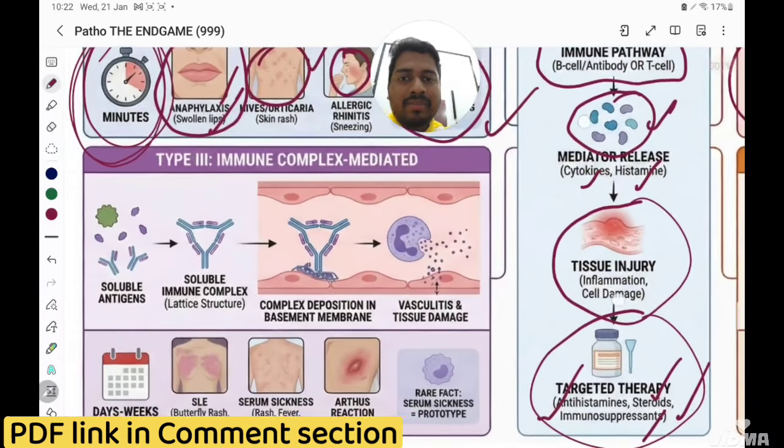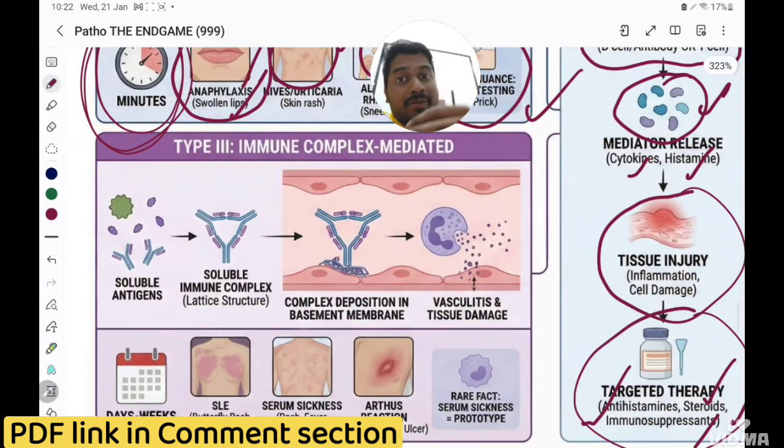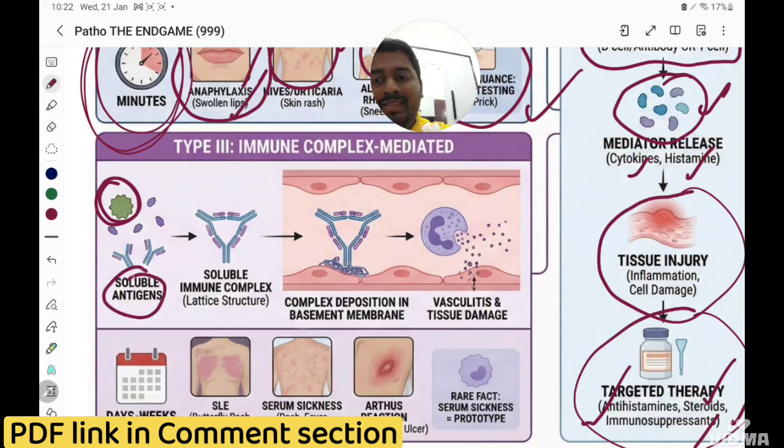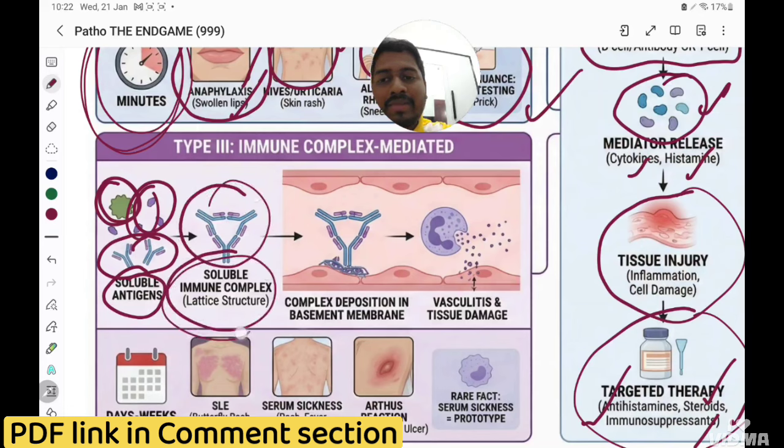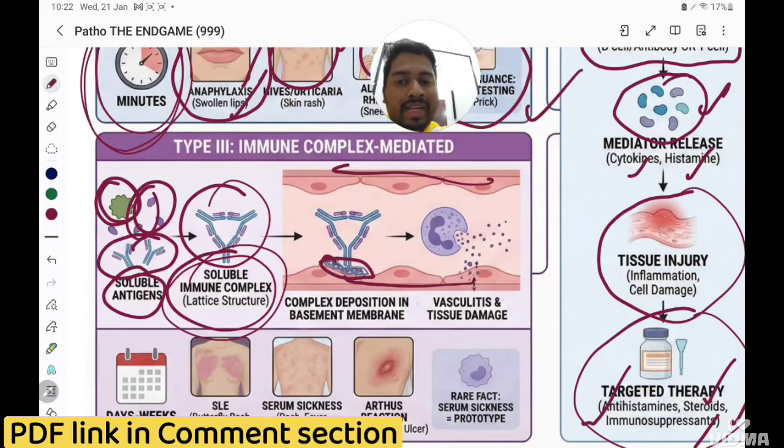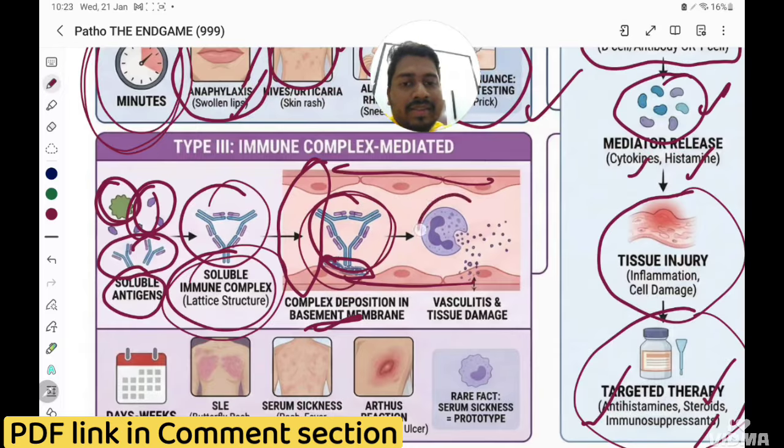The third type is immune complex mediated. Say this is the foreign molecule, and against this there are antibodies. These are soluble antigens and soluble antibodies, so they form soluble immune complexes which get deposited in the endothelium. On the endothelium they attach to the basement membrane, and these immune complexes are deposited in the vessels, causing tissue damage because mediators are released.